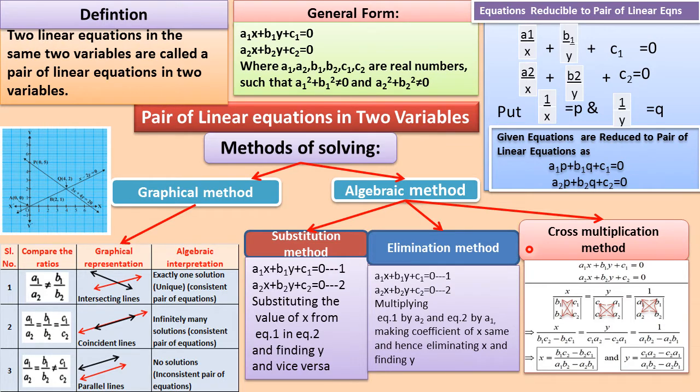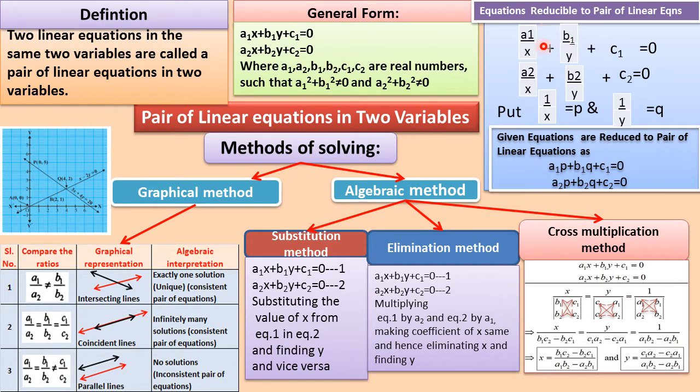I hope you understood what a pair of linear equations in 2 variables is and how to solve this by different methods: graphical method and algebraic method. In the graphical method, by taking the ratios of the real numbers, the interpretation of the solution can be done. And I can also draw the given equations in the graph, because I will be able to get them in the form of lines. That's why it is called a linear equation. Then in the substitution method, elimination method, or cross multiplication method also, I can solve the given equations.